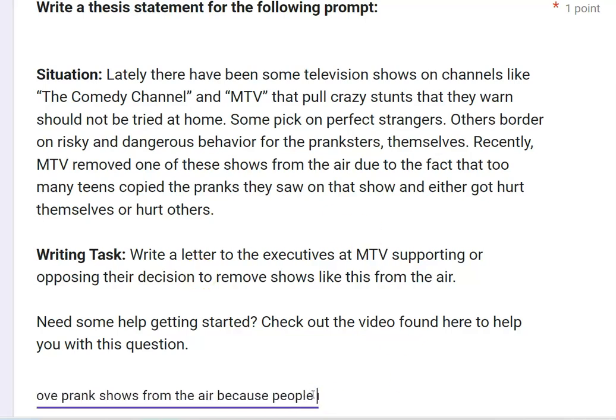And then for my second reason, I'm going to borrow from the prompt again because it did say that many teens copied the pranks they saw on the show and got hurt themselves, but it also mentions that they could hurt other people. And so I'm going to say, or they may hurt other people when they try the pranks. And then another friendly reminder that part of the scoring criteria for this assignment today is using correct punctuation. And so I'm going to add a period at the end of my thesis statement.